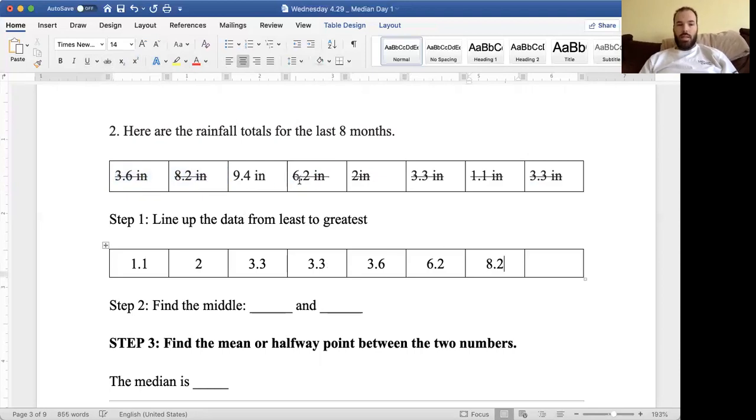And then the biggest is 9.4. Now again, just like I did before, I'm going to cross them out as I go. Cross out 1 from the top, 1 from the bottom, 1 from the top, 1 from the bottom.